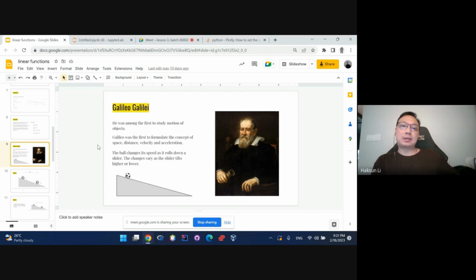Velocity means speed with direction. But let's say we just consider speed without direction. So let's consider just speed for now. So Nayati, do you know what an acceleration means?